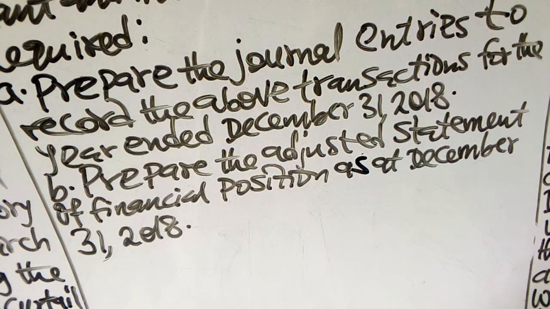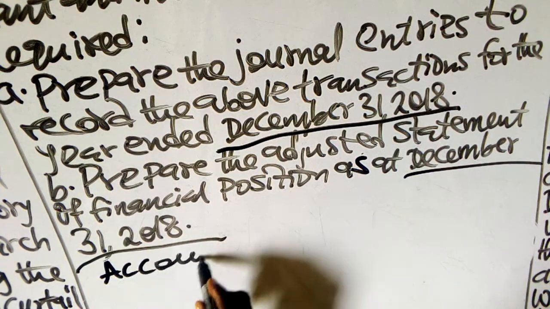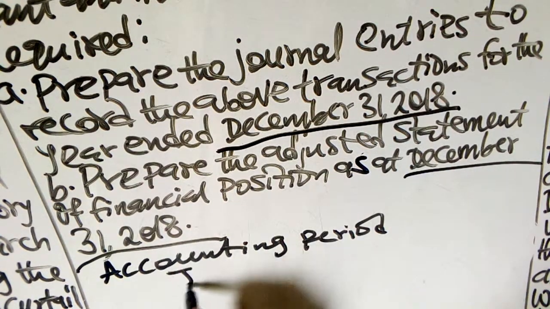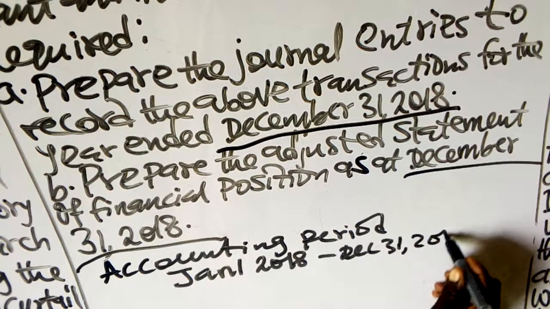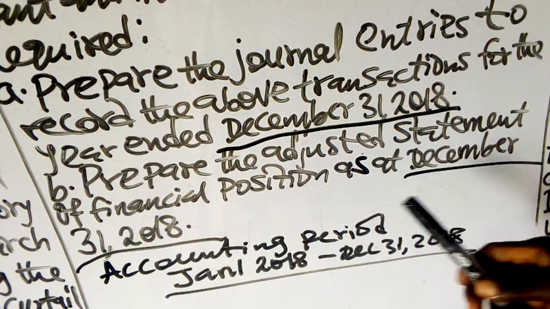In answering this question, it is very important you identify the accounting period. The accounting year end of Okuku State University is December 31st, 2018. Remember, the accounting period is a period, usually 12 months, covered by the financial statement. So the accounting period of Okuku State University will be January 1st, 2018 to December 31st, 2018. That is the accounting period of this institution.